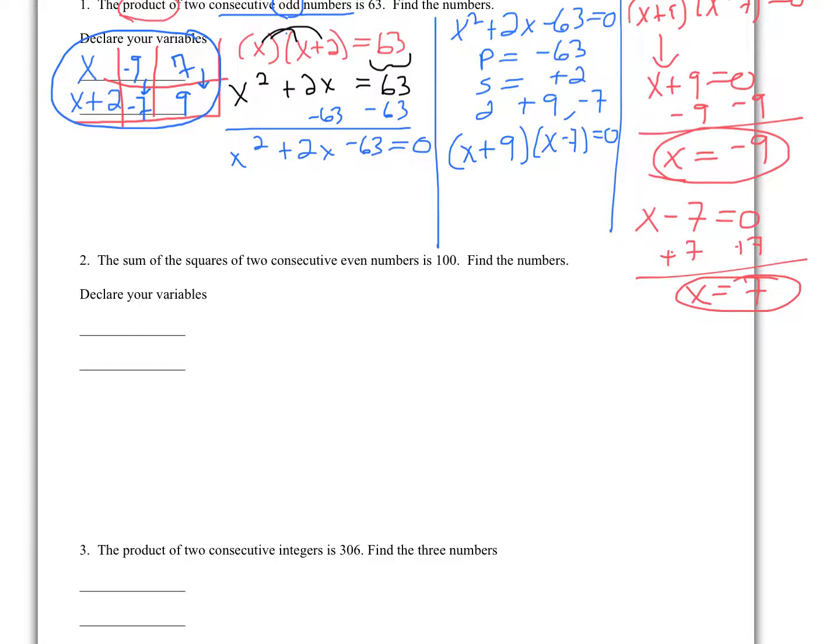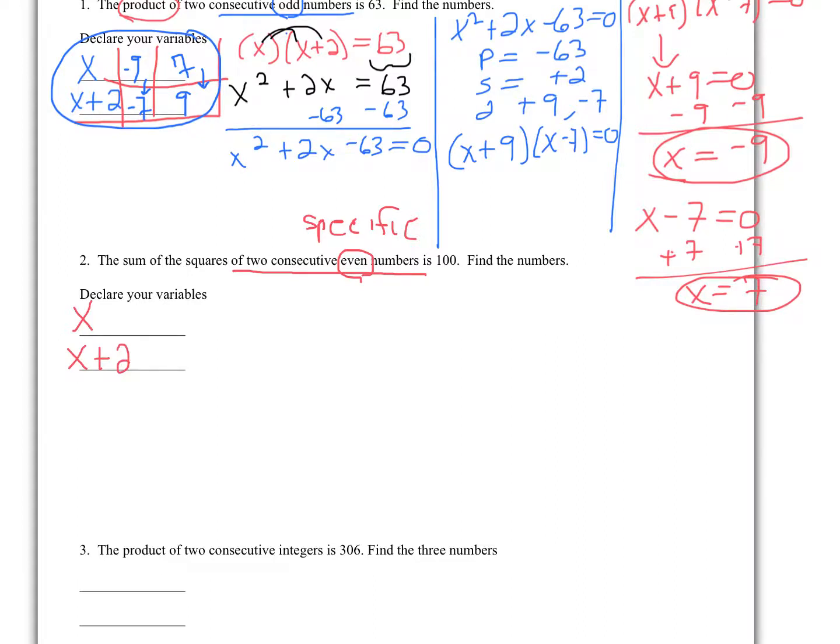The sum of the squares of 2 consecutive even numbers is 100. Find the numbers. Okay? So the first thing I notice, 2 consecutive even numbers. So again, this is specific. Okay, so since it's specific, x plus 2.